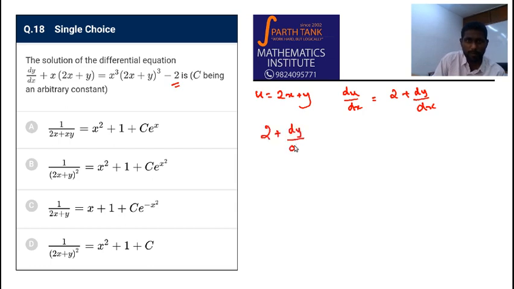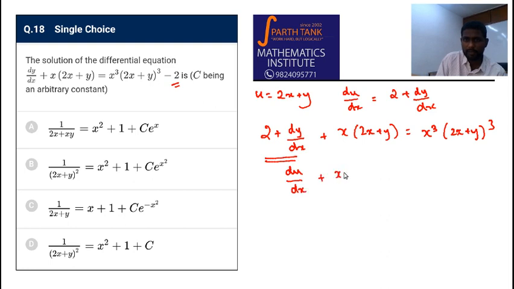You put 2 plus dy by dx plus x into 2x plus y is x cube into 2x plus y the whole cube. Now can you see that the whole thing is du by dx plus xu is equal to x cube u cube. Okay. Now divide the whole thing so that you can get the form of the linear differential equation. So divide by u cube. So 1 by u cube du by dx plus x by u square is x cube.